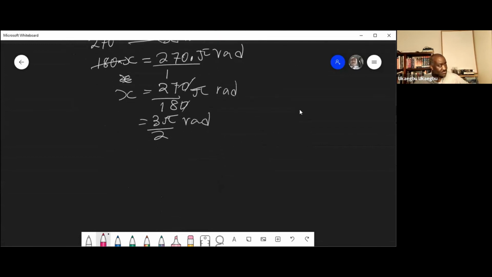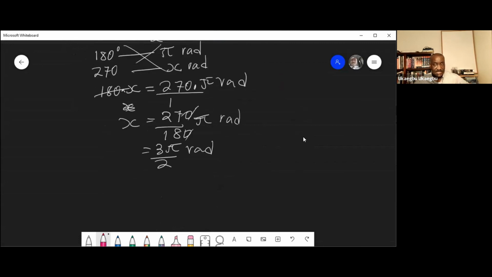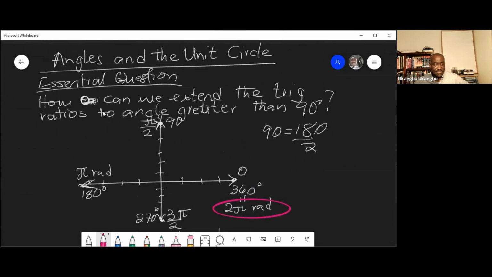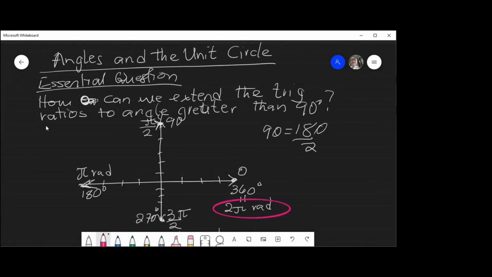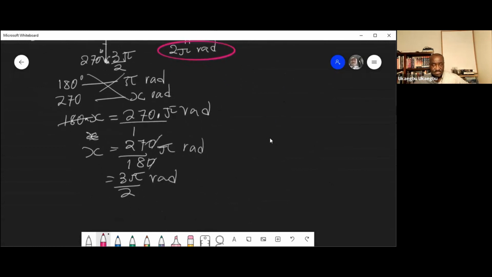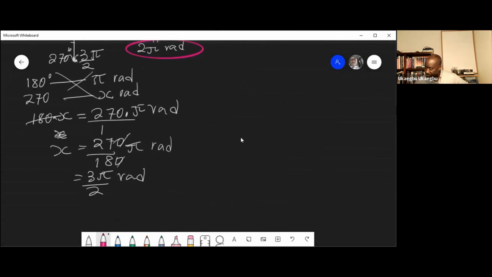So that was the warm-up, and this is going to introduce us to the topic, which I already wrote, angles and the unit circle. And the essential question once again is, somebody help me read, please. Read out loud. How can we extend the trig ratios to angles greater than 90? Okay, good.